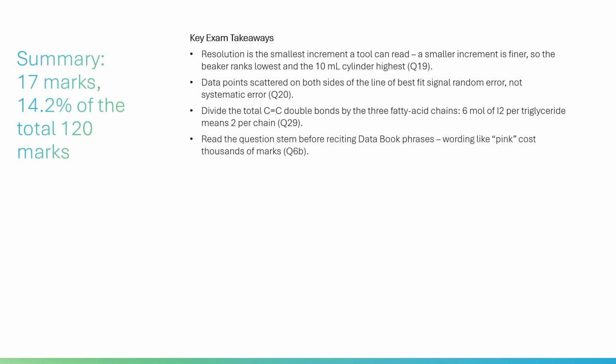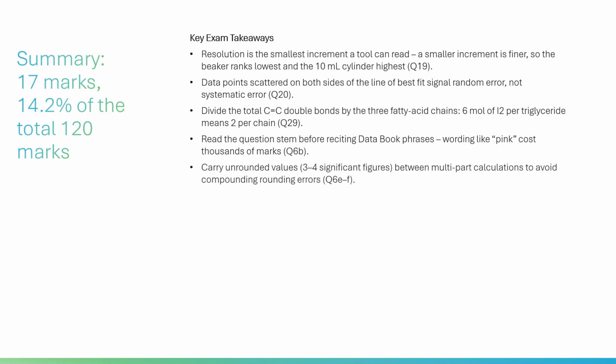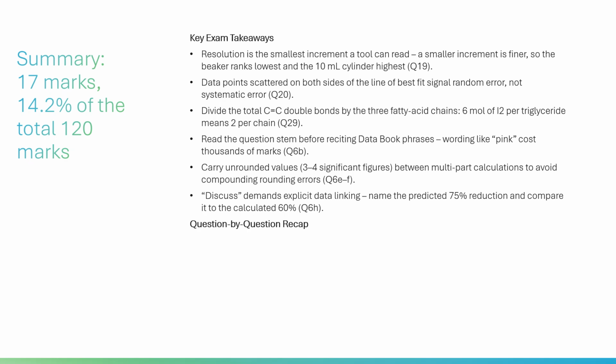Read the question stem before reciting data book phrases. Wording like pink cost thousands of marks, Q6b. Carry unrounded values, 3 to 4 significant figures, between multi-part calculations to avoid compounding rounding errors, Q6ef. Discuss demands explicit data linking. Name the predicted 75% reduction, and compare it to the calculated 60%, Q6h.